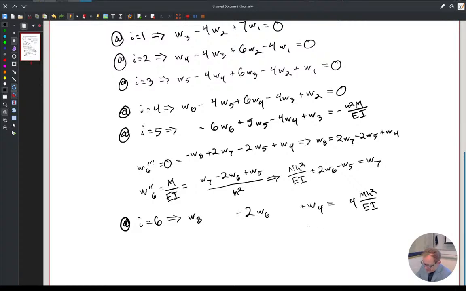All right, so let's get that w8 plugged in there. 2w7 minus 2w5 and a plus w4. So now this is a 2w4. And that 2w7, I've got to plug in again.